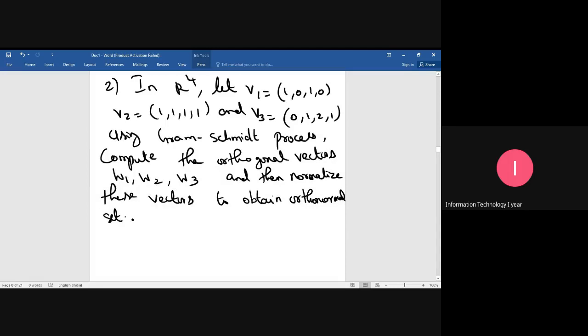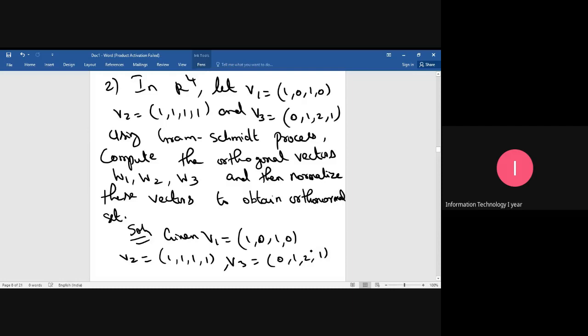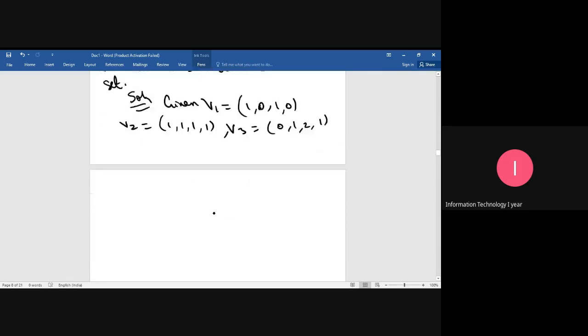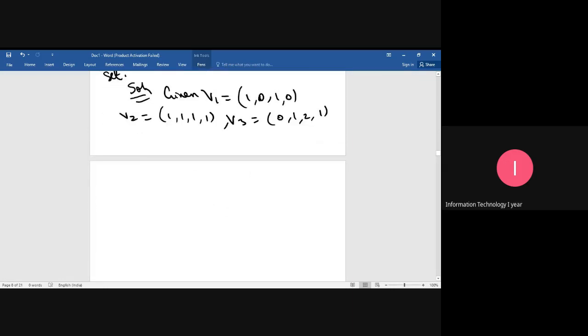The numbers are given. Okay, so it is very simple, right? Given V1 is equal to 1, 0, 1, 0. V2 is given 1, 1, 1, 1. V3 is actually 0, 1, 2, 1. So first find out W1, W2 and W3. After that, calculate the orthonormal basis.